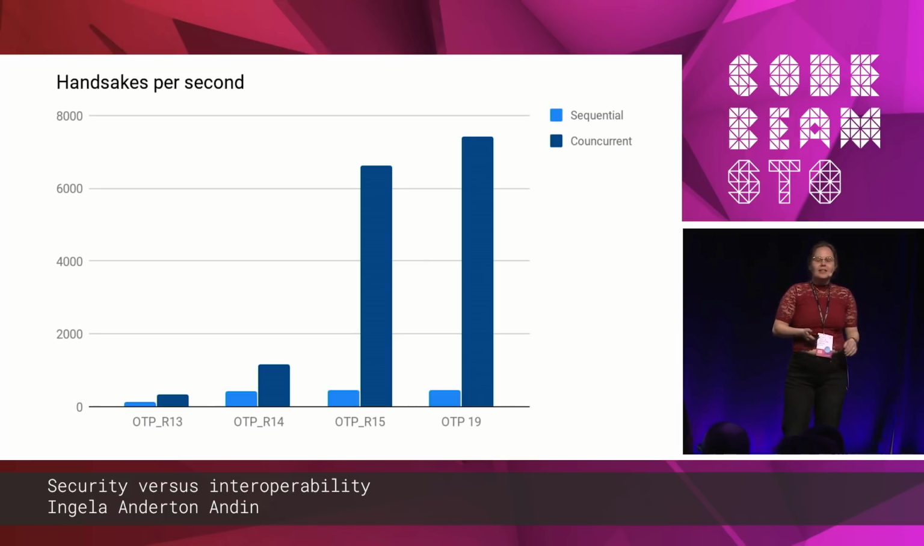OTP 14 is the first version where we used the Erlang implementation, and it was just the make it work version. We didn't make any efforts to make it scale or be fast. We just wanted to make it work. And then we removed a few bottlenecks, and you can see it scales really well now. And we actually didn't do a lot of optimization efforts on the handshake, so there's still potential to be even better.